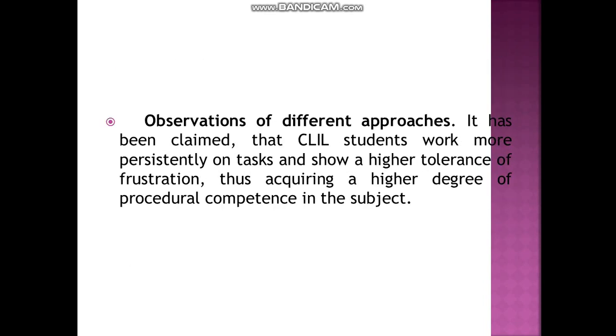So, it is the end of our PPT. As a home task, you should look through the implementation of Content and Language Integrated Learning, observation of different approaches, classroom interaction and pedagogy.